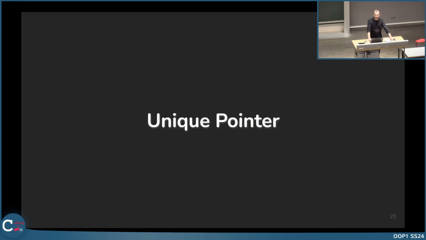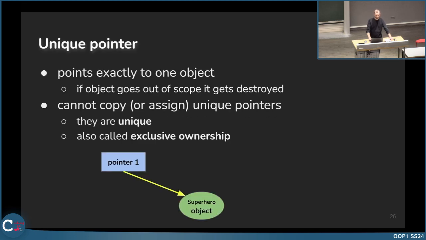Okay, let's start with the unique pointer. That's the easiest one. It's the most similar to the pointer we know. The unique pointer points to exactly one object. As soon as it goes out of scope, it will automatically destroy itself or destroy the object it points to. The unique pointer cannot be copied or assigned to other pointers. That's why they are called unique, and it's also called exclusive ownership.